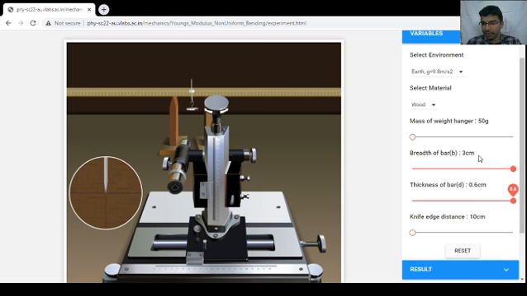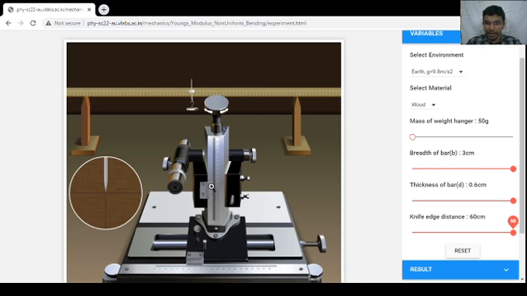So here we are fixing the breadth of the bar as 3 centimeter and the thickness of the bar as 0.6 centimeter, and also we will fix the knife edge distance, let it be 60 centimeter. Look at the adjustment here, you have an adjustment like this. Okay, this is for L equal to 60, B equal to 3 centimeter and D equal to 0.6 centimeter. Now we are fixing the load at 50 gram.